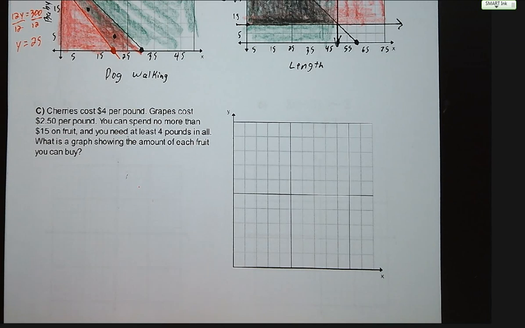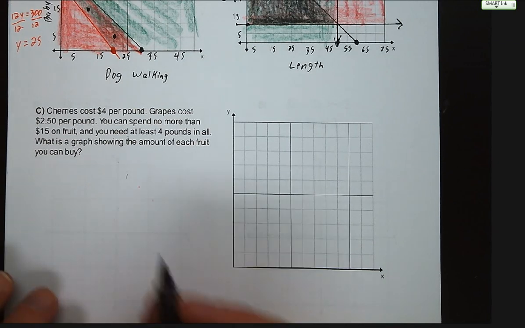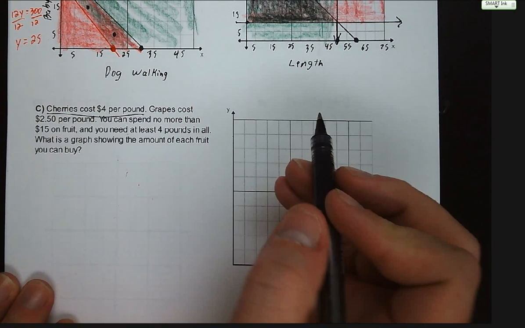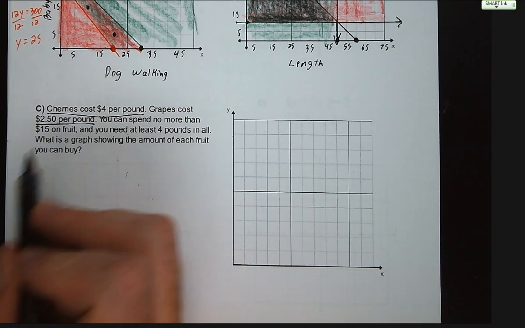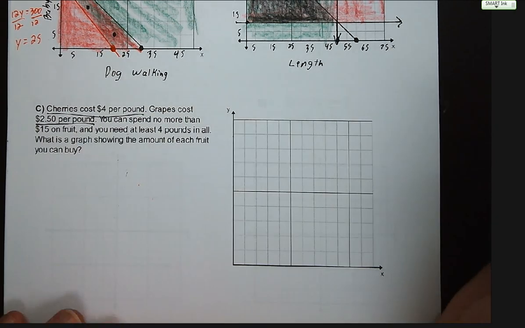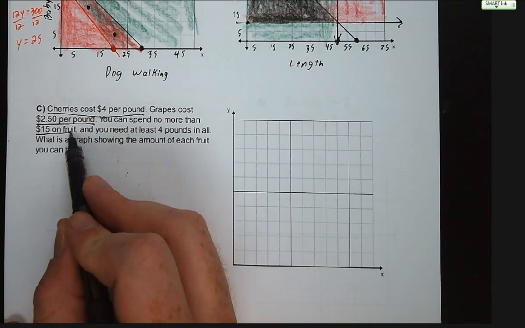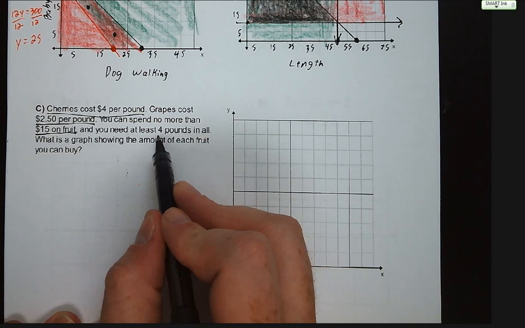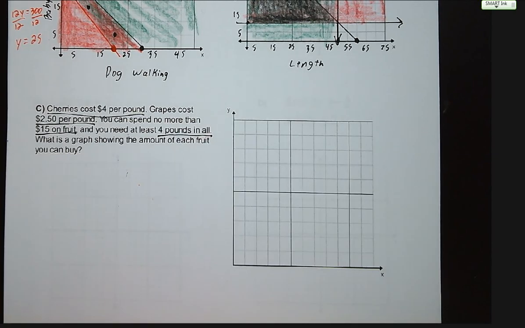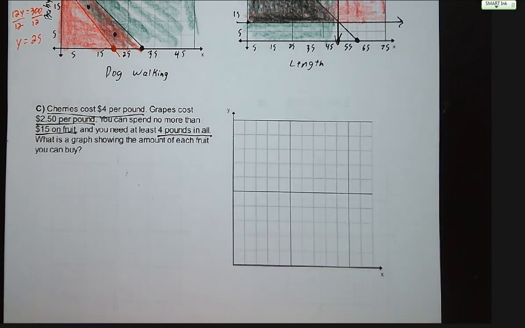So, cherries cost $4 per pound. Grapes cost $2.50 per pound. And you can spend no more than $15 on fruit. And you need 4 pounds of fruit in all. So you're making some kind of fruit salad. I don't know. All right. What is a graph showing the amount of each fruit that you can buy?